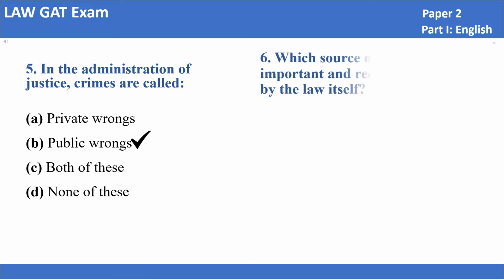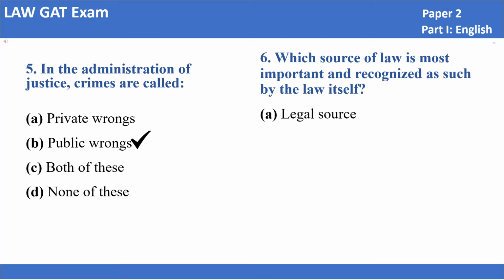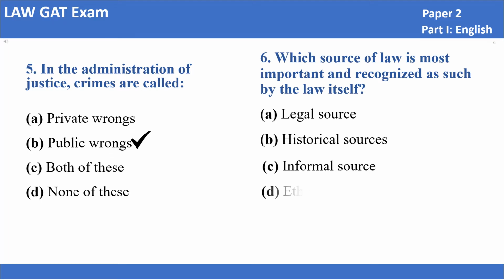Which source of law is the most important and recognized as such by the law itself? Is it option A, legal source, option B, historical sources, option C, informal source, or option D, ethical source? The correct answer is option A, legal source.